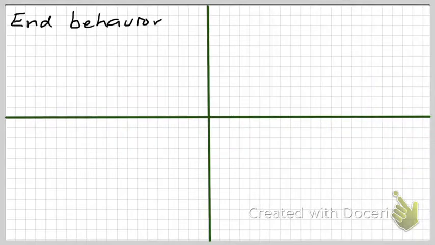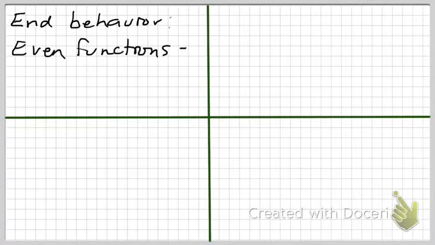Now what we're going to do is describe the end behavior of a graph. Does anybody know what end behavior is? The end behavior is how the ends of the graph behave. The ends of the graph would be the arrows. So as the graph shoots off to infinity, where's it going? Well, almost all of our graphs are going up or down. So we're going to try to figure out where our graphs are going based on the equation.